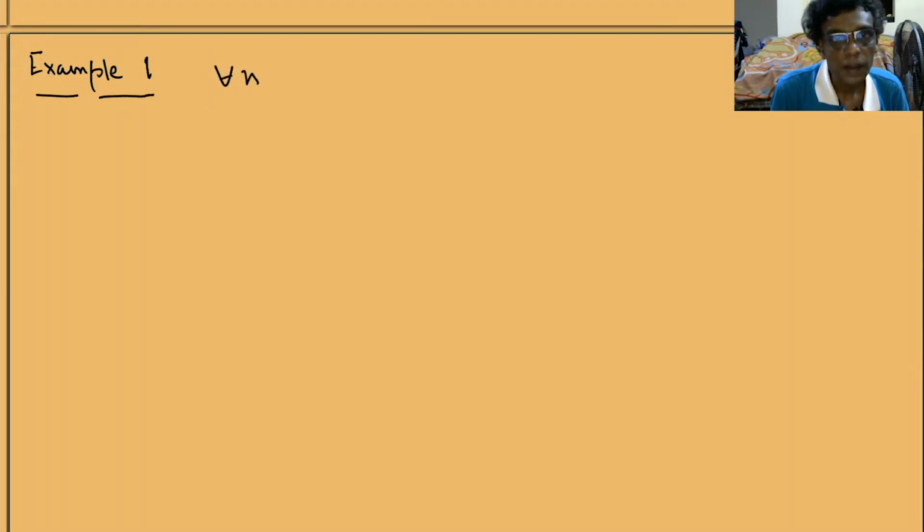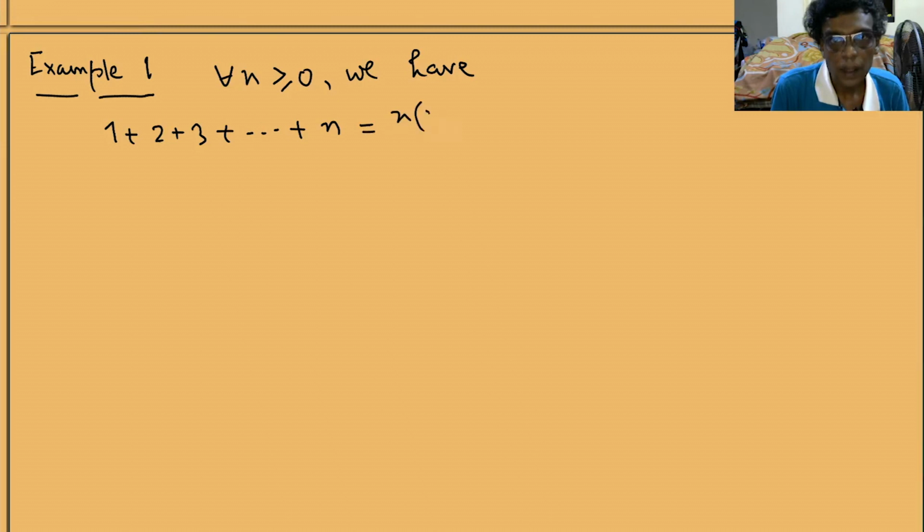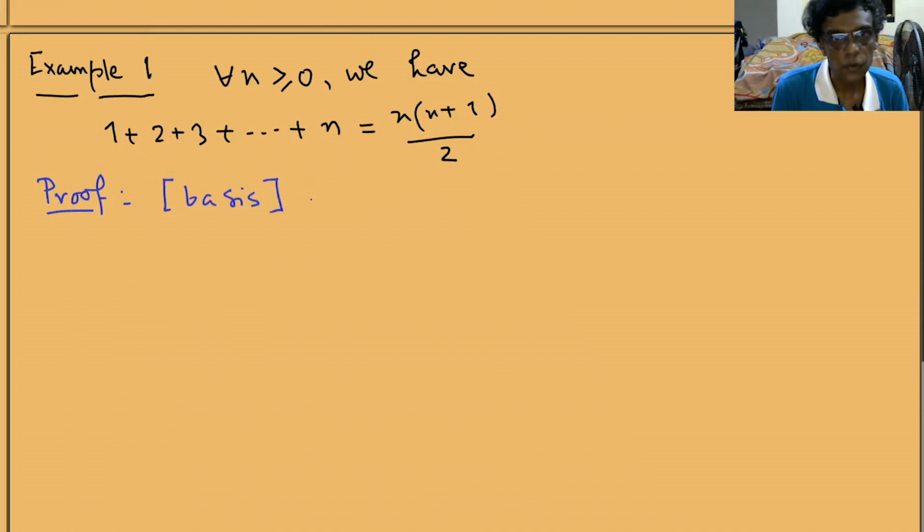So for all n greater than or equal to 0, we have 1 plus 2 plus 3 up to n equal to n times n plus 1 by 2. So how do I prove it? This is a case of induction, and here n0 is 0. So there is a basis step, the induction basis, and there is an inductive step. So the basis is n equal to 0.